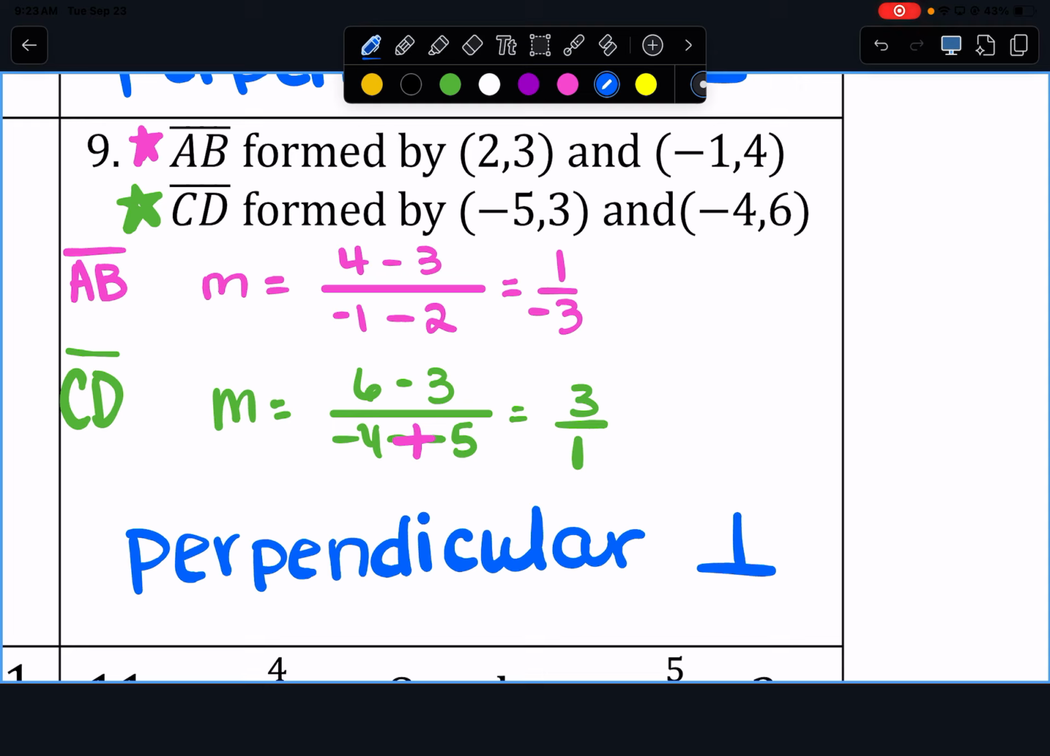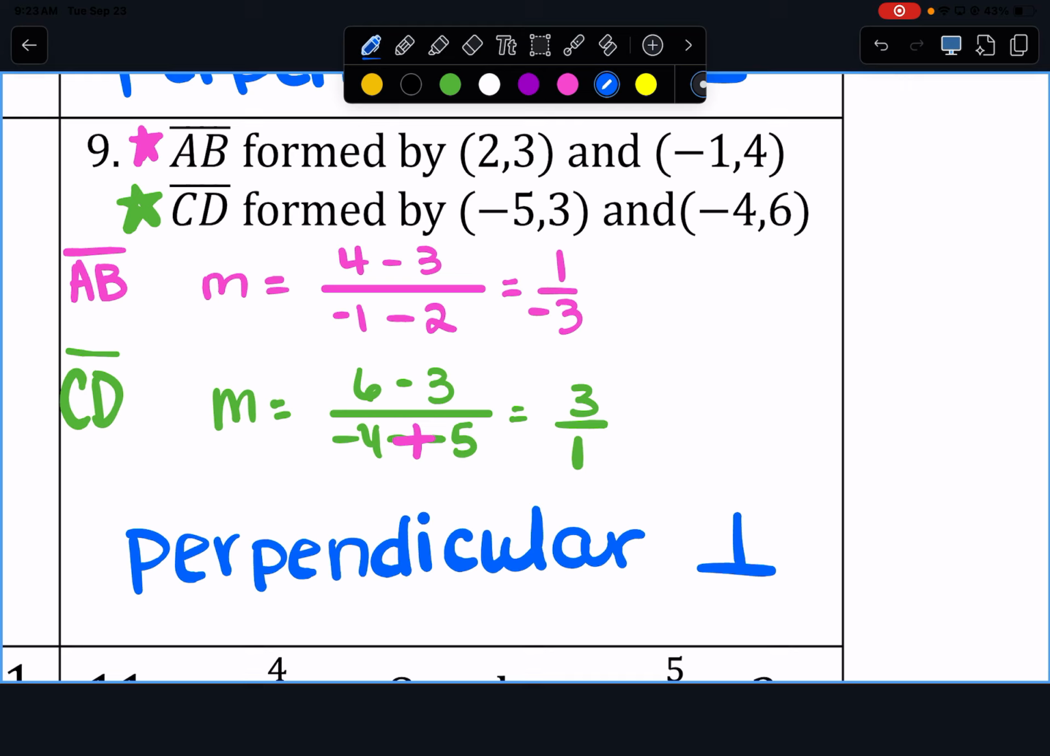What is the slope of AB? Negative 1/3. What is the slope of CD? 3. So are those the same? They're negative reciprocals. So that means that those two lines are perpendicular.